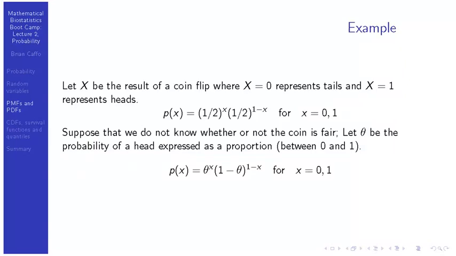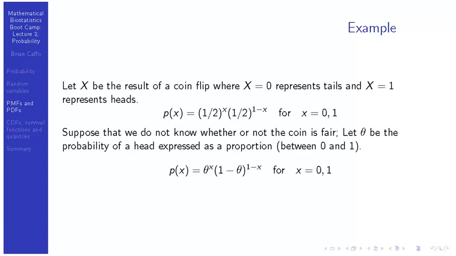Let's go over an example of constructing a probability mass function. Let's take the simplest possible example, a coin flip. Let x be the result of a coin flip where 0 represents tails and 1 represents a head. Let's assume that the coin is fair. So we want a function that maps 0 to 1/2 and 1 to 1/2. There are infinitely many ways you could write down that function. We're going to pick one. Here we write it as 1/2 raised to the power x times 1/2 raised to the power 1 minus x. Notice that if you plug in x equals 0, you get 1/2, and if you plug in x equals 1, you also get 1/2.